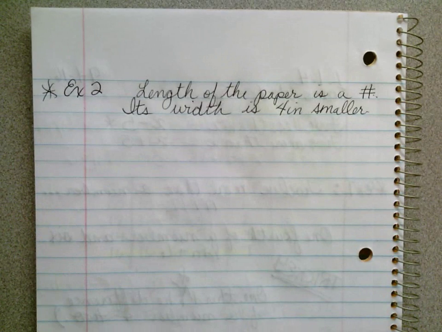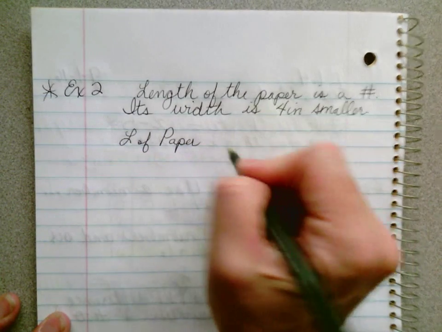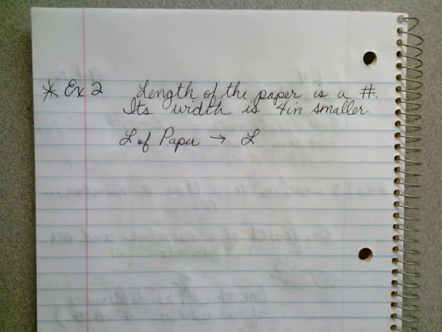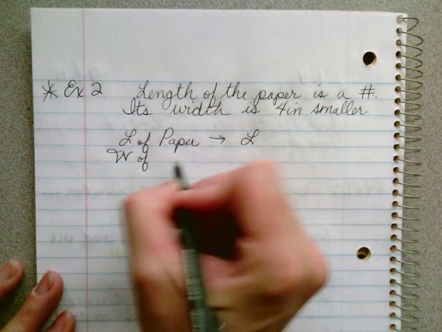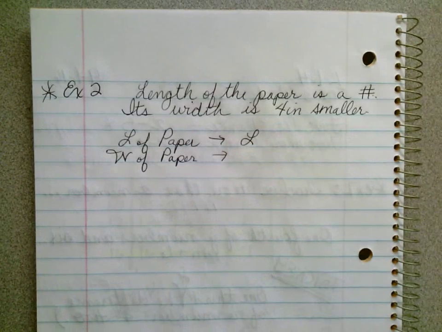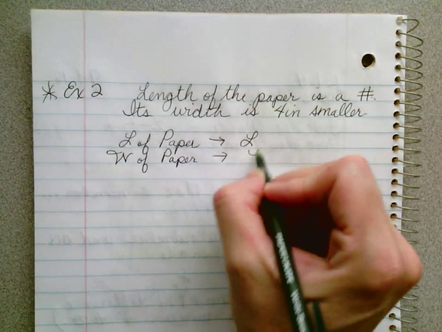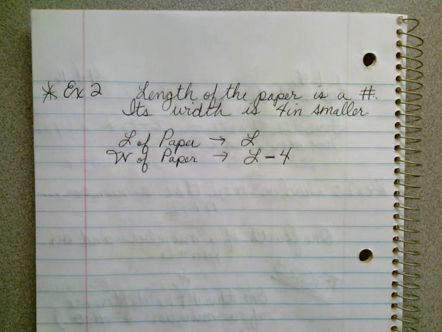So the length of the paper, I'm just going to call L. We're going to call it L. You can call it whatever you want. The width of the paper, if it's 4 smaller, Philip, how would I say that? 4 smaller than L. L minus 4. He's right. L minus 4. Okay? Using that information is going to be very, very helpful to you. I could have said its width is 4 inches bigger. And it would be L plus 4.